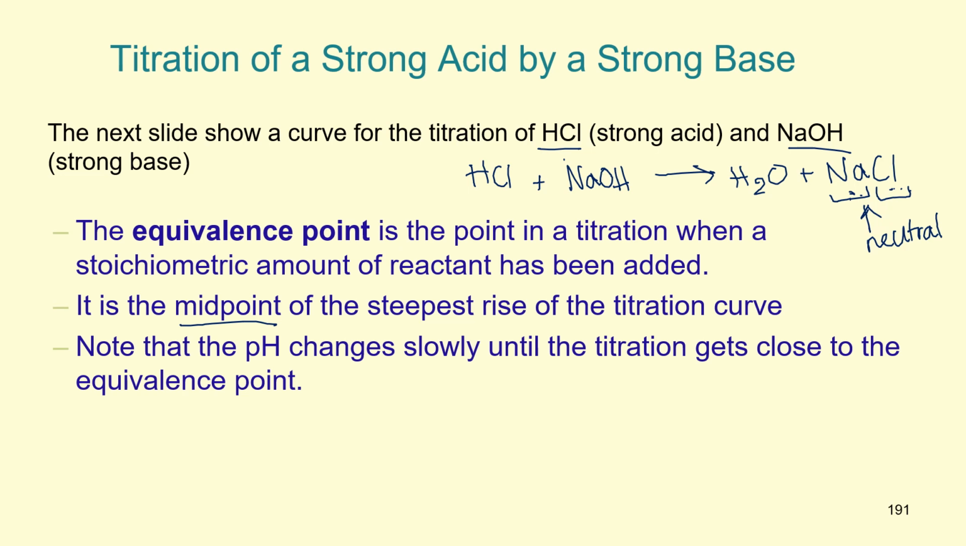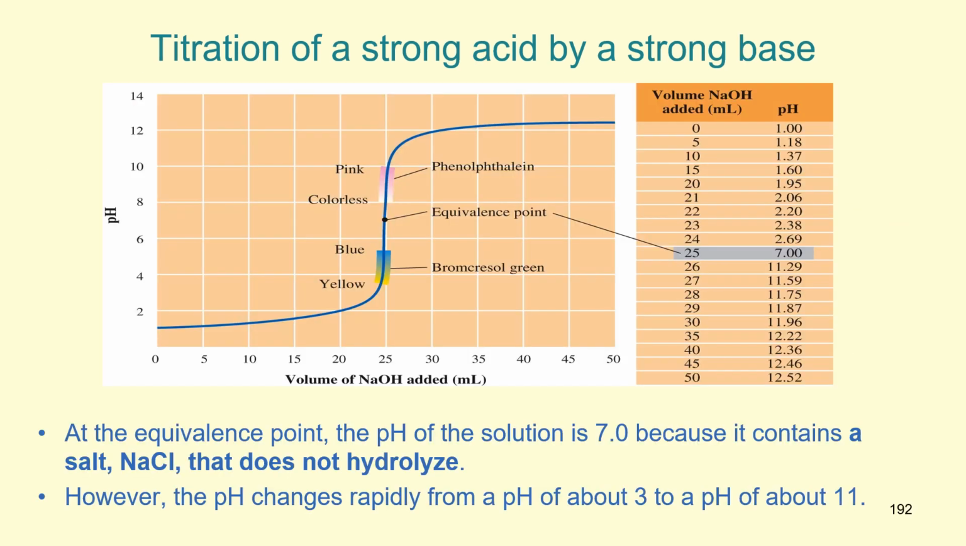Here's what it looks like. The pH stays consistent for a while, and then as you get close to the endpoint, it jumps up. Notice that our equivalence point is the midpoint of the steepest rise. It happens to be a pH of 7 because, again, it's a strong acid with a strong base. This is volume added. You read the pH, and we're going to do that in lab: read the pH with every addition and plot it.